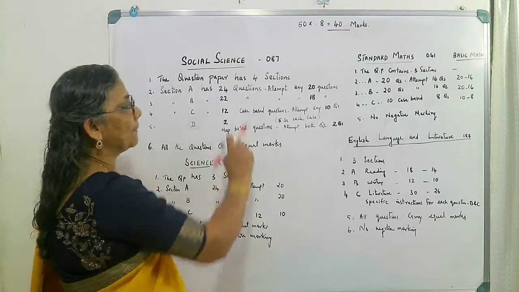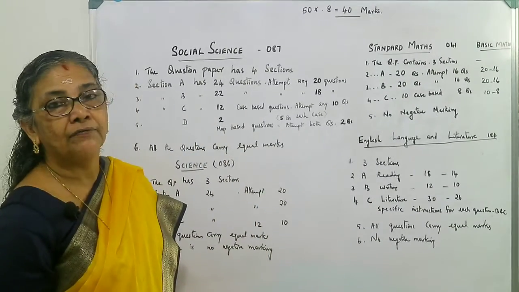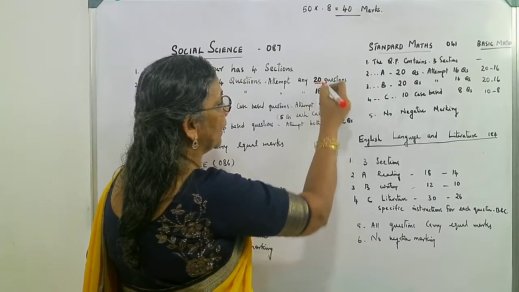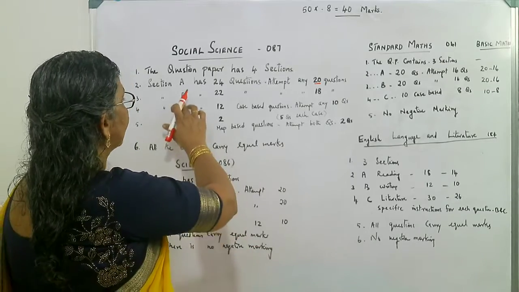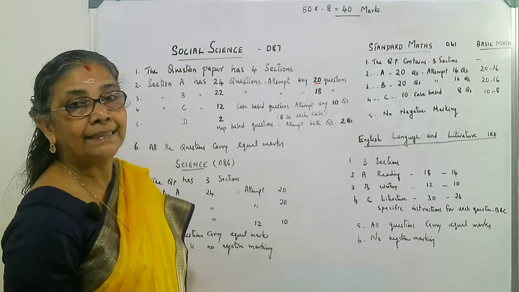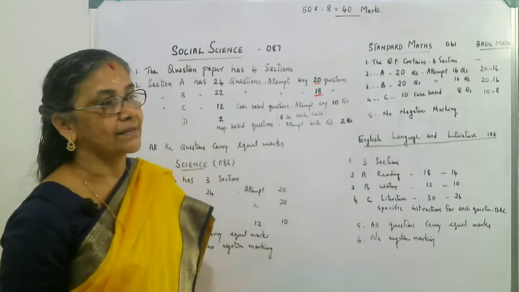The question paper has 4 sections. Section A has 24 questions. Among the 24 questions, the children have to attempt 20 questions. Then section B has 22 questions. Attempt any 18 questions.